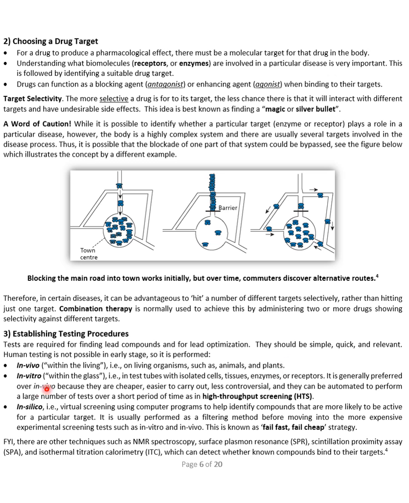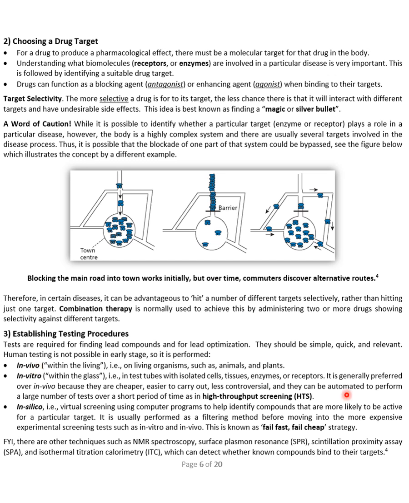And then there is the in vitro, which means within the glass. In this type of testing, we use test tubes, which contain, for example, isolated cells, tissues, enzymes, receptors, like our target receptors, and then we see whether the drug binds to it or not, how it activates it, etc. And this step is much cheaper and easier to perform than the one before it. So the in vitro is less expensive than the in vivo.